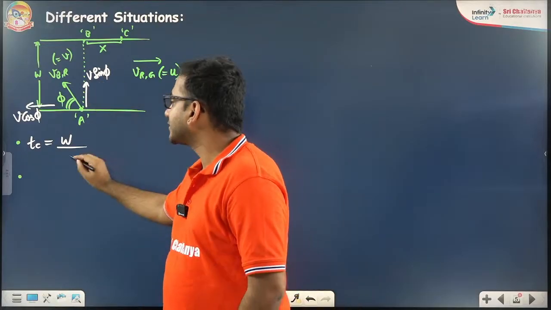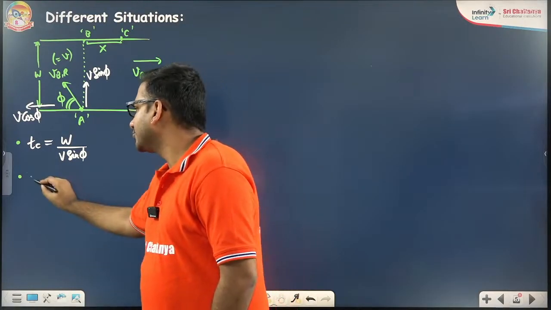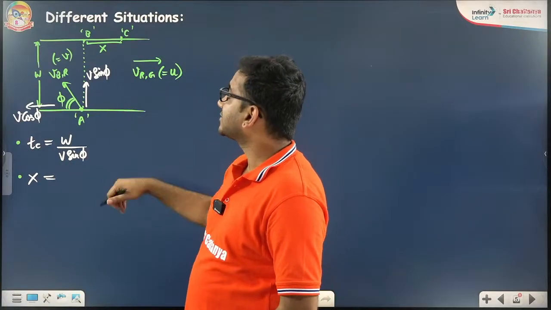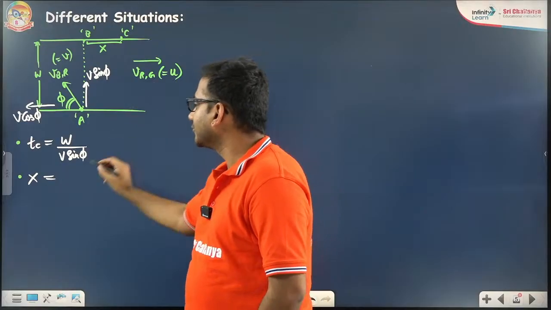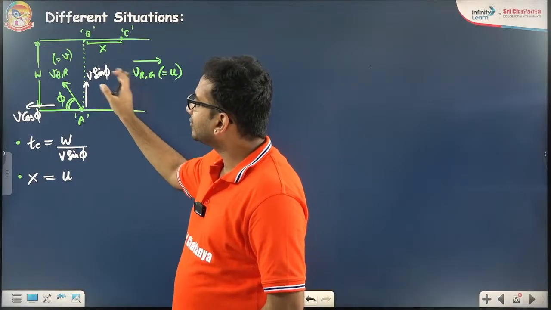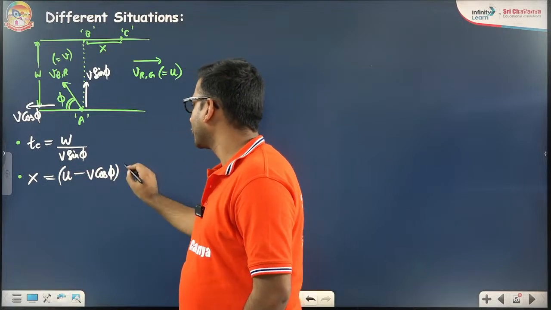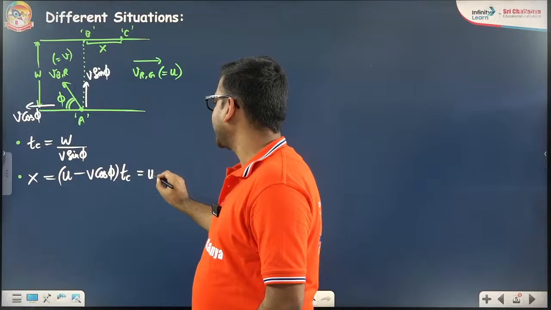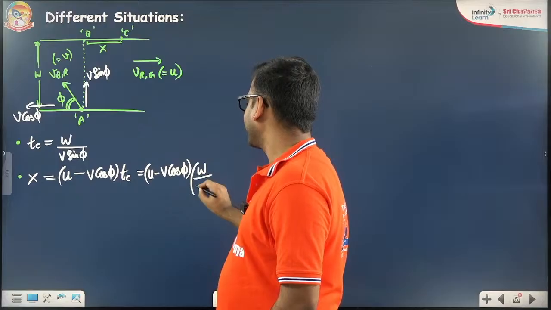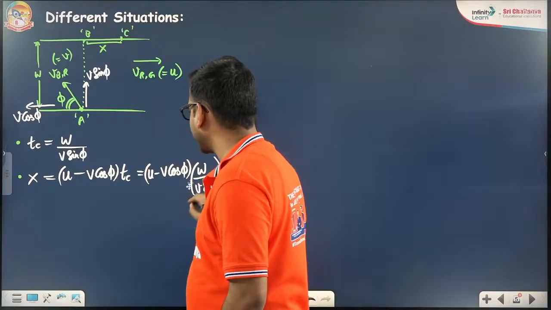By the speed with which it is traveled is V sin phi. If they are asking you the drift x, then the drift x will be speed into time, but in the x-axis this time. Who is trying to provide the drift? The u is trying to provide the drift. Who is trying to prevent the drift over here? V cos phi. So it is u minus V cos phi into time of crossing. That will be equal to u minus V cos phi into W by V sin phi. I hope this situation is clear to you.